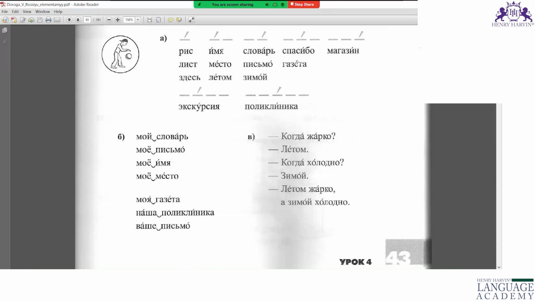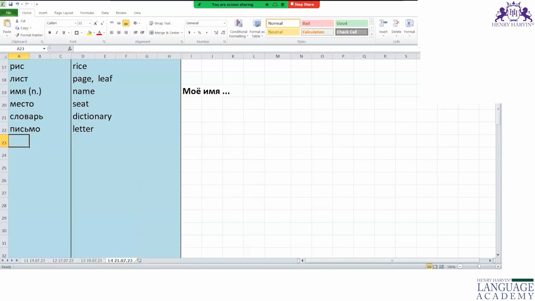Спасибо. Thank you. Газета. Newspaper. Газета is a newspaper. Магазин is a shop. Magazine. Today we will try to describe the city as well, so this word will be helpful. Magazine. Shop.